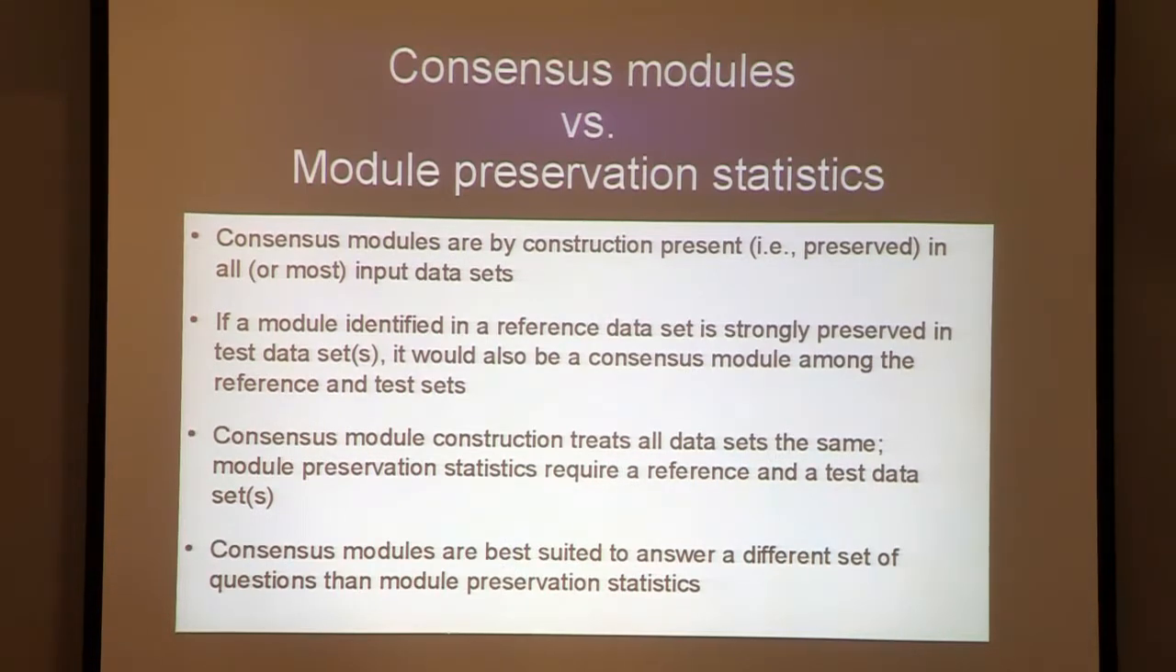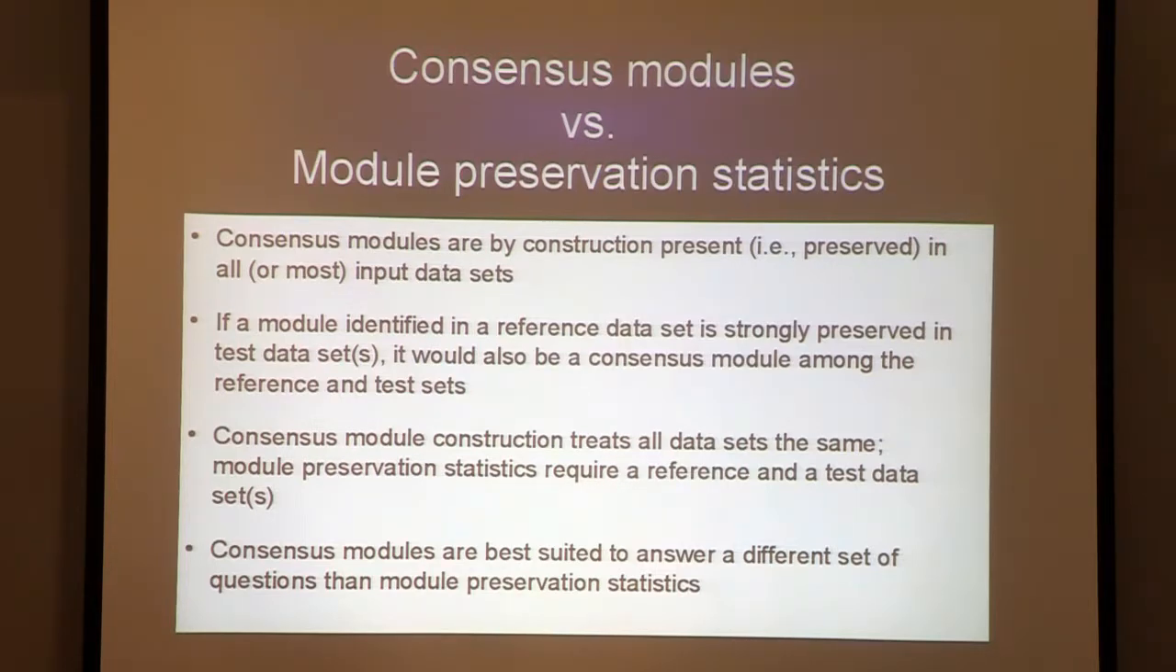Now, later today, I believe Steve will talk about module preservation statistics, and a question will arise, what's the difference? When you construct consensus modules, you construct modules that are present by construction in every data set. When you study module preservation, you ask whether a module that you found in one data set is present in another data set.